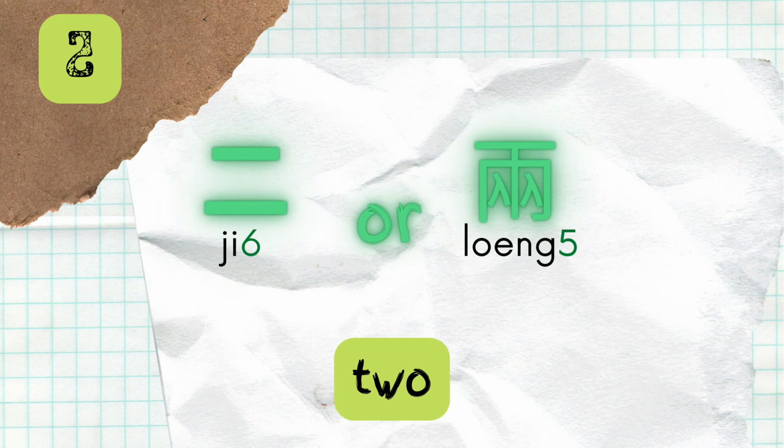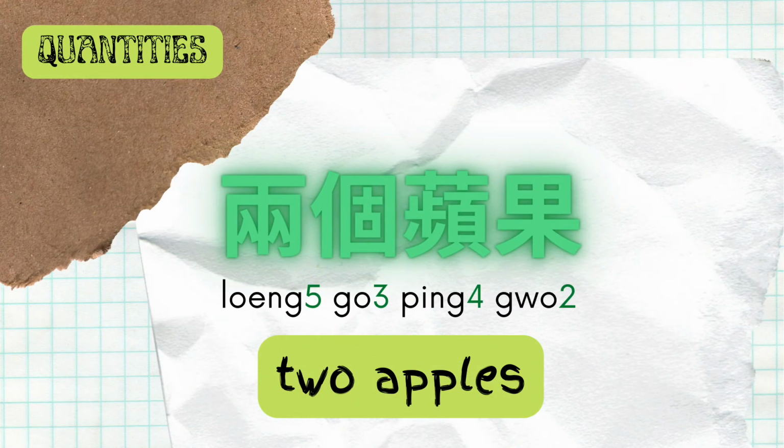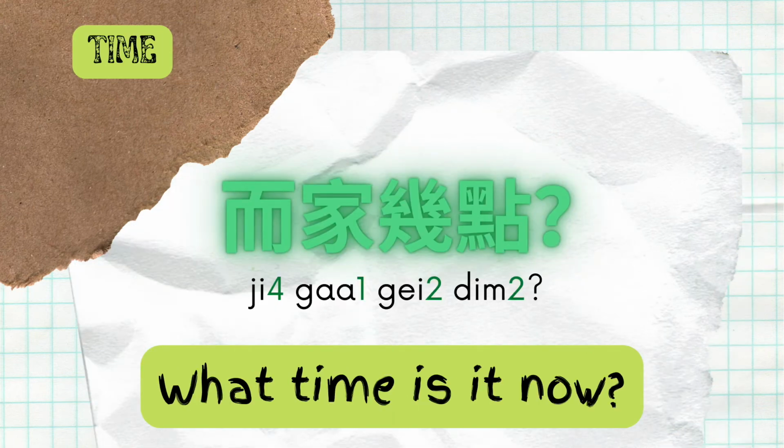Remember, we usually use learn when there are only 2 units, but we use yi when there are more than 2 units. For example, if there are 2 apples, we say 兩個蘋果. But when there are 22 apples, we say 22個蘋果. I'll give you another example.